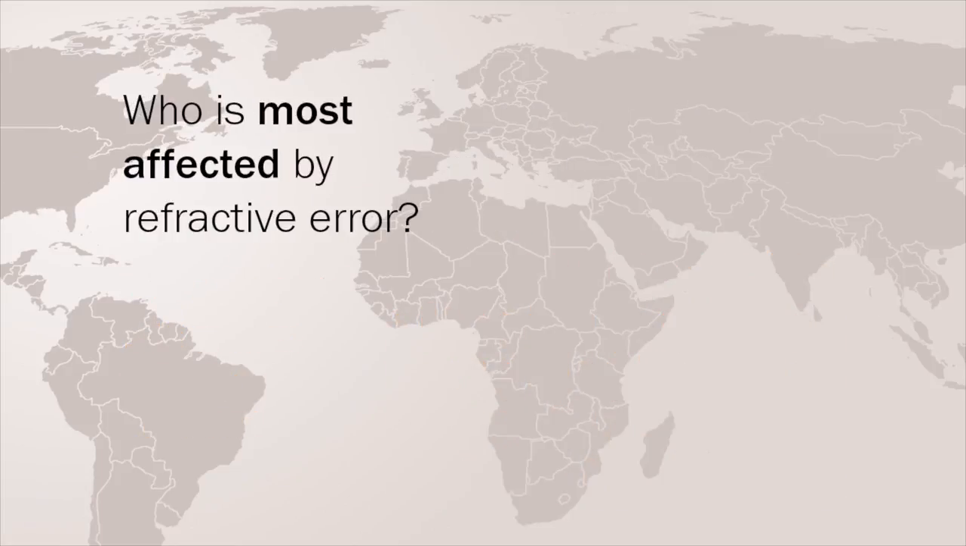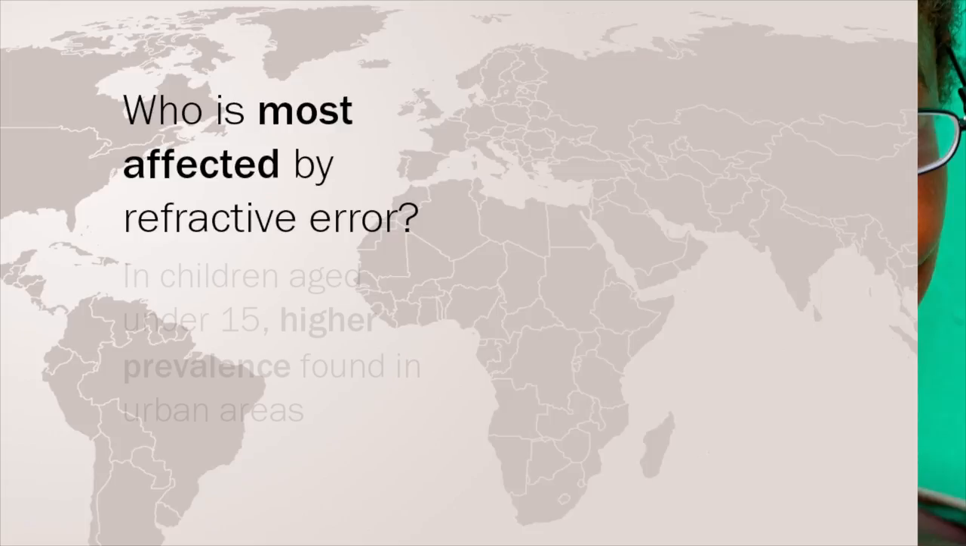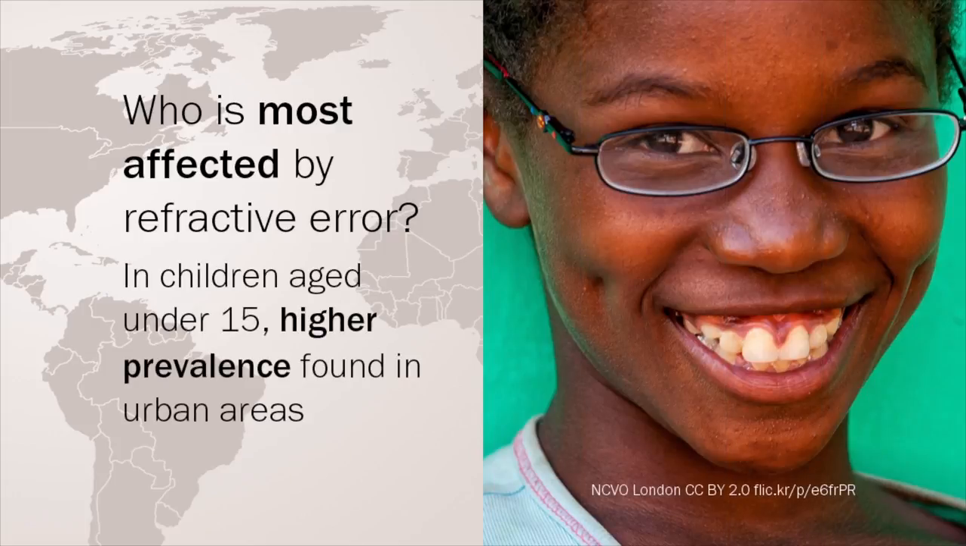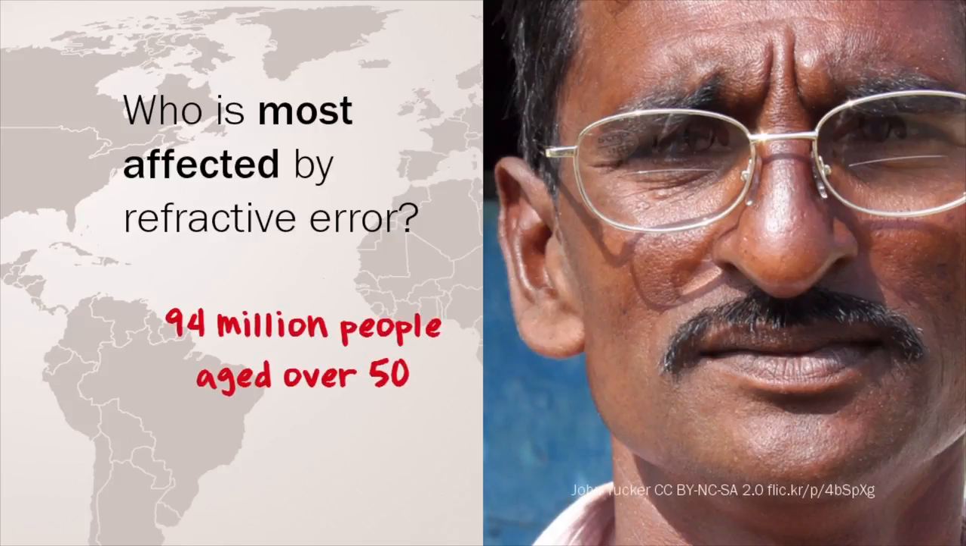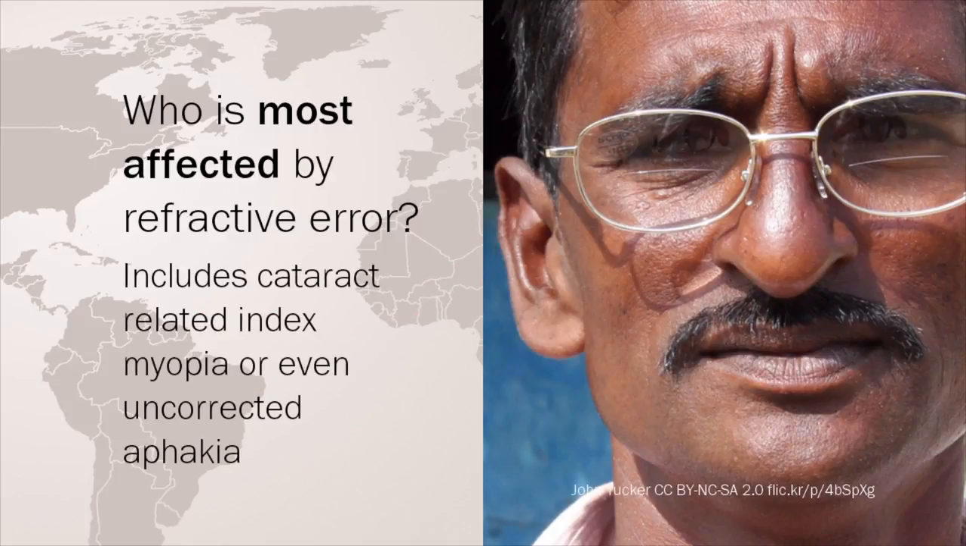Who is most affected by refractive error? In children aged under 15, the prevalence of refractive error has been found to be higher in urban areas than in rural settings. This is possibly due to a direct cause and effect relationship between access to education and myopia. Refractive error amongst 94 million people aged over 50 includes cataract-related index myopia or even uncorrected aphakia.